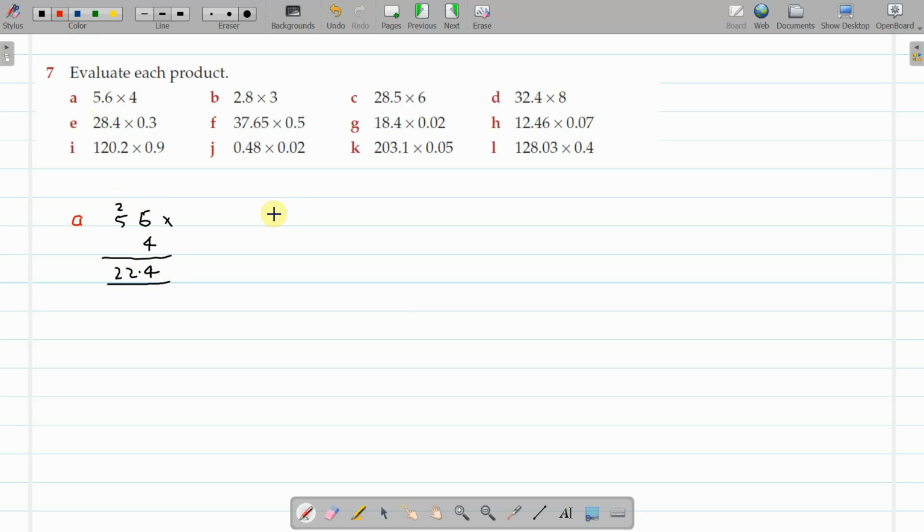Part B. Okey-dokey. Take the decimal point out. 28 times 3. 3 8s is 24. 6 plus 2 is 8. Between these two numbers we only have 1 decimal place. That's there, so the answer only has 1 decimal place. C. We have to take the decimal point out. So we're just going to do this.